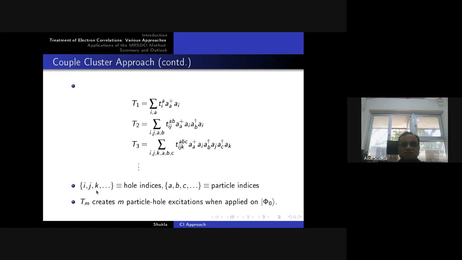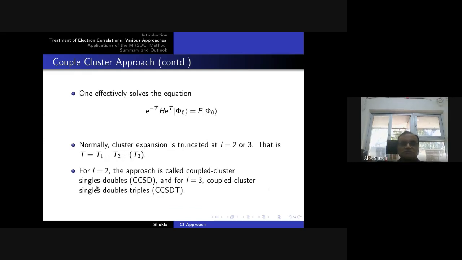So i, j, k, like I said, are hole indices, and a, b, c are the particle indices: hole meaning occupied orbitals and particle meaning unoccupied. If we write down the Schrodinger equation in terms of this ansatz, then we trivially get an effective Schrodinger equation. Instead of H psi equals E psi, we can write e to the power minus T, H, e to the power T, acting on a reference wave function, equals E psi naught.